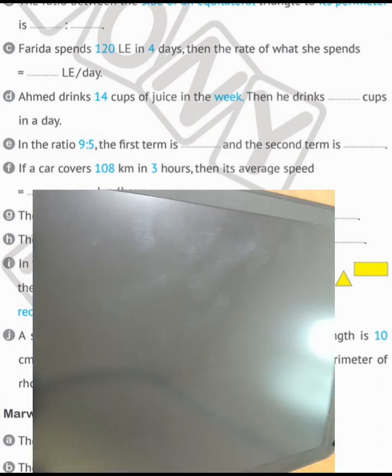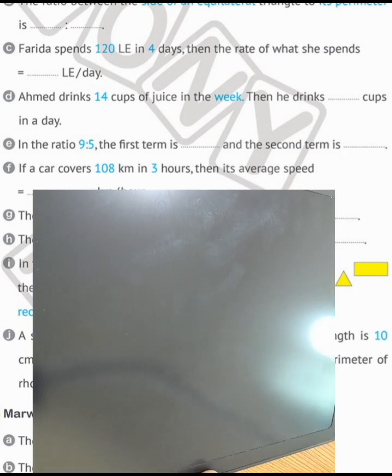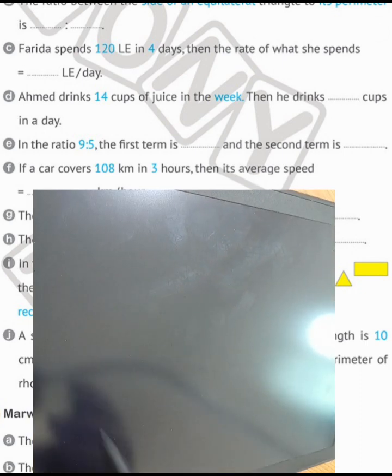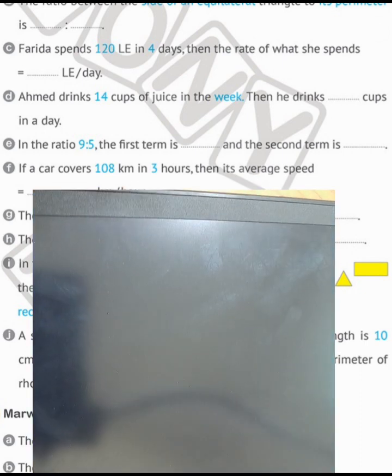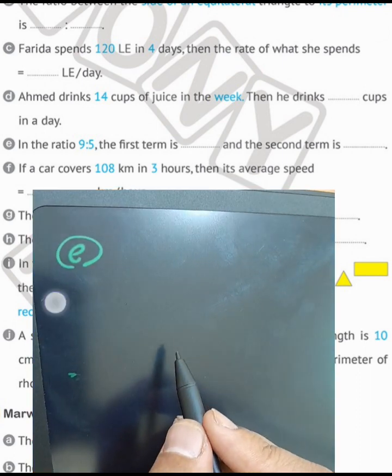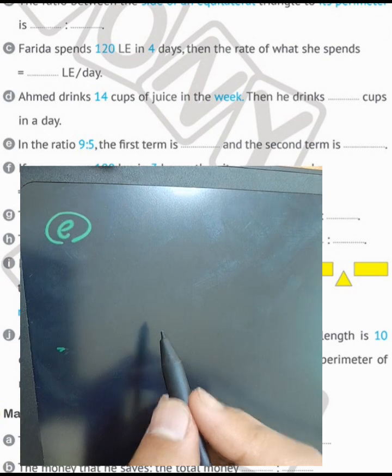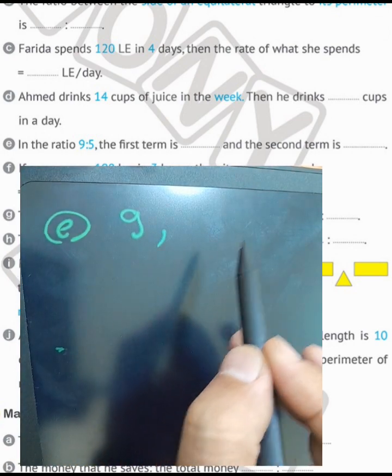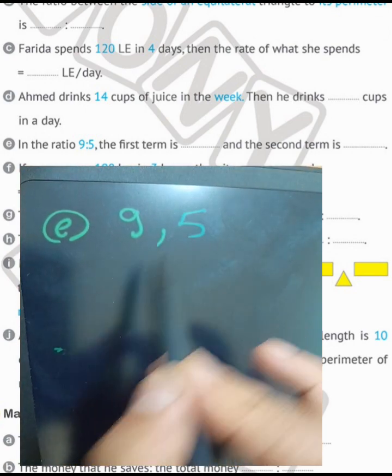Okay. Next example. Letter E. In the ratio 9 to 5, the first term will be 9. 9 is the first term. And the second term will be 5.